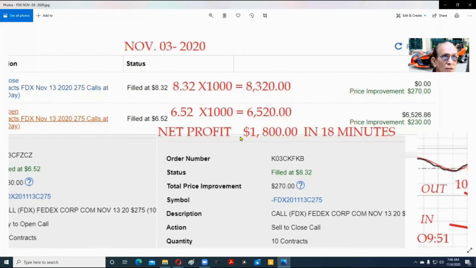Next, not to just look at the $1,800 that were made in 18 minutes, but for that, I had to sacrifice $1,000. But this is how you do day trading in options. And I hope that you'll be able to do the same.